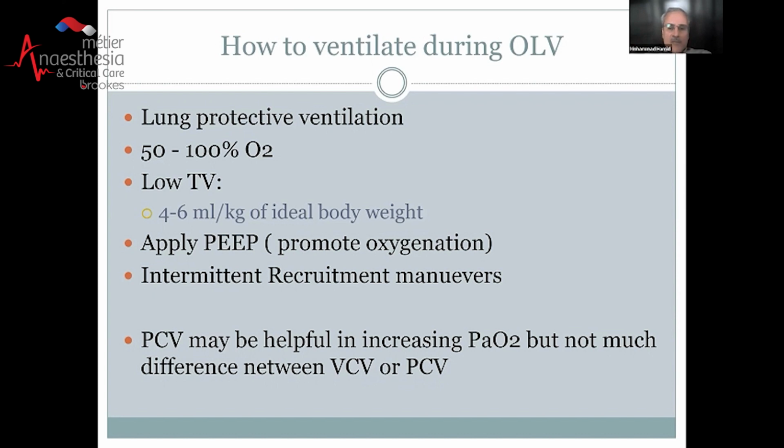But with the new concept, lung protective ventilation should be used, 50 to 100% FiO2 with low tidal volume of about 4 to 6 ml per kg of ideal body weight, and apply PEEP initially with the application of one lung ventilation. Intermittently, you can do recruitment maneuvers like applying a positive pressure for 30 to 40 seconds, and then increasing the PEEP. Pressure control ventilation can be helpful in increasing PO2, but not much. There is not much difference in different studies.